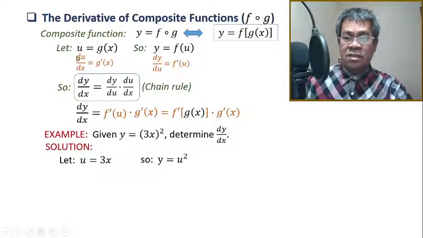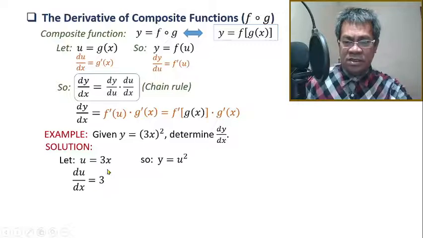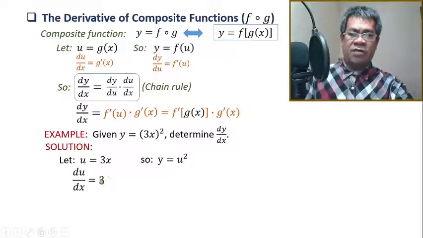Now next, look at this step. You have to find the derivative of u with respect to x. So take the derivative of 3x. The answer is 3. So du/dx is 3. So we have this derivative, and we need this one, take note.